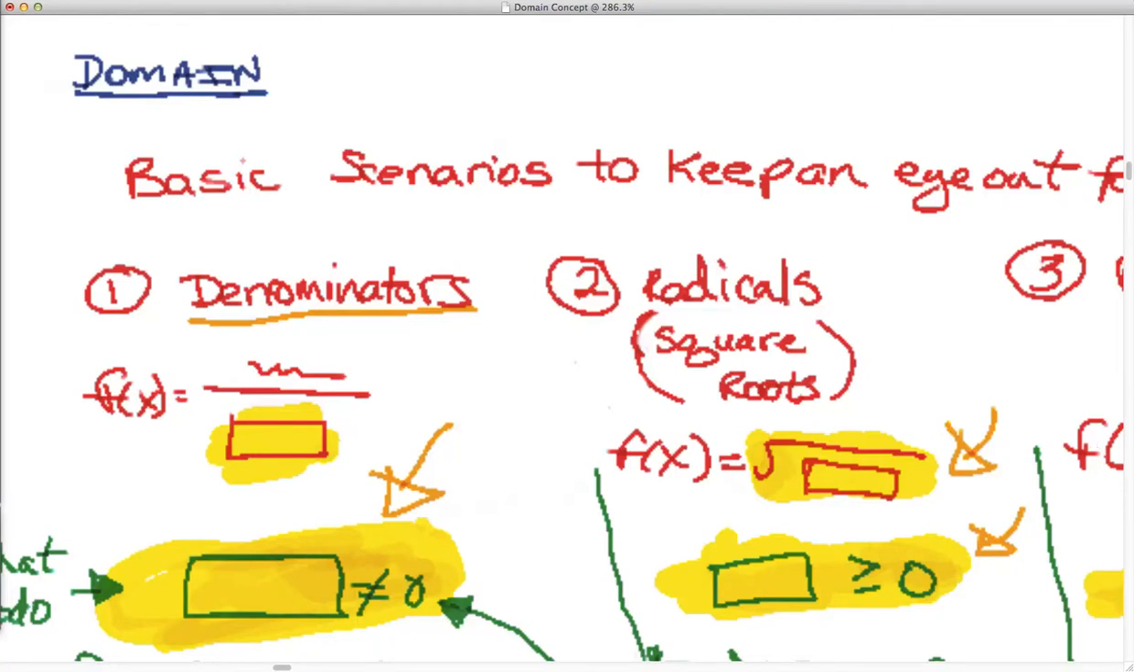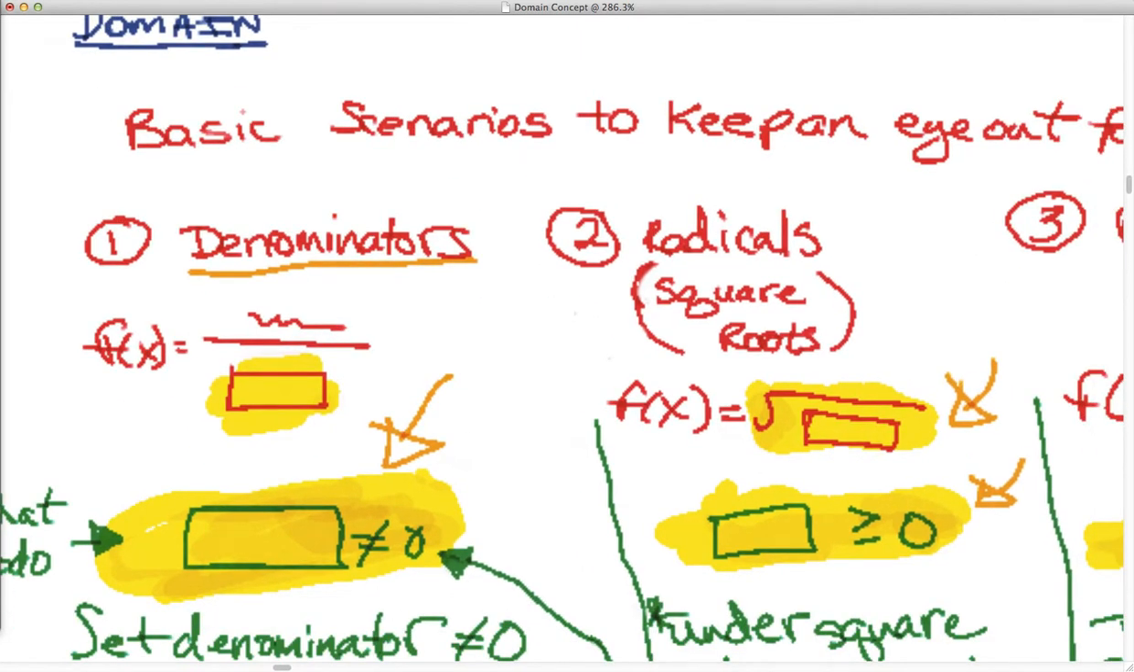Today we're going to be discussing domain and looking at a few more advanced examples. Quick recap on the rules. Denominators can never equal 0. Set the denominator not equal to 0 and solve.